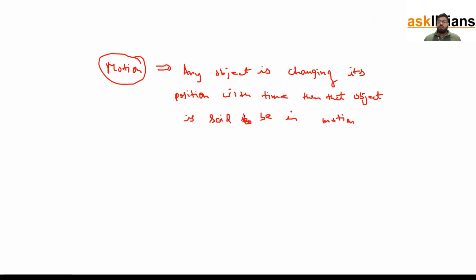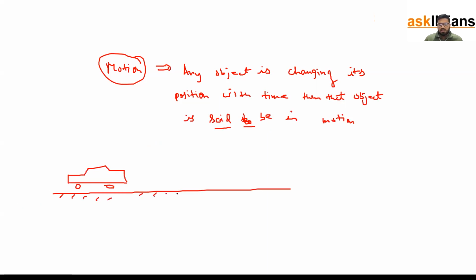Okay, so whenever any object changes its position with respect to time, it is said to be in motion. Position can be changed in several ways. Suppose I am talking about a car. Suppose a car is moving on a road. At a particular time it is at a position like this. So it is at a position A.